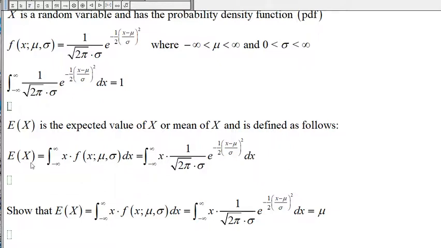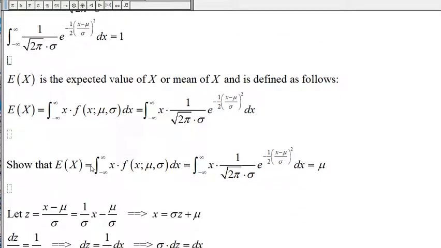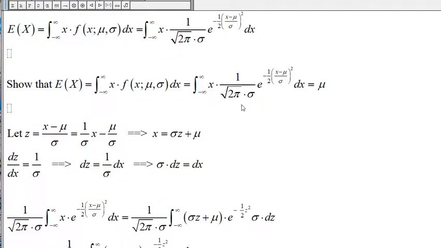So one more time, expected value of x is the integral from negative infinity to positive infinity with the integrand x times f of x. And so here, let z be x minus mu over sigma, which is 1 over sigma times x minus mu over sigma. From here, solve for x, we get x to be sigma times z plus mu.